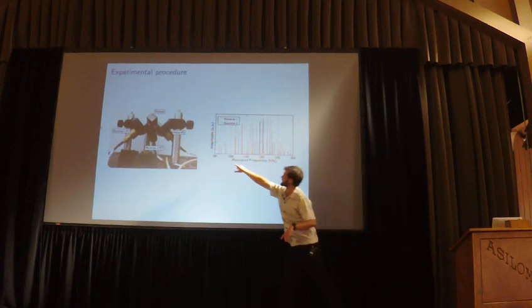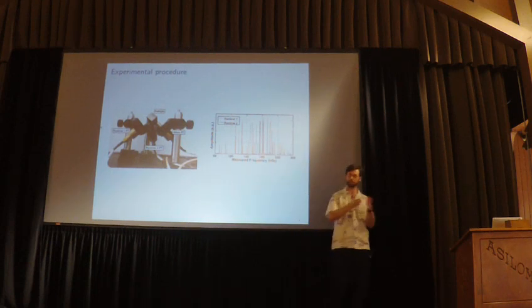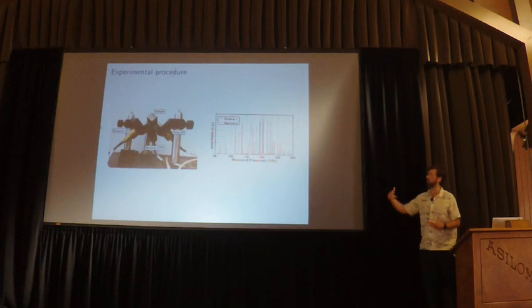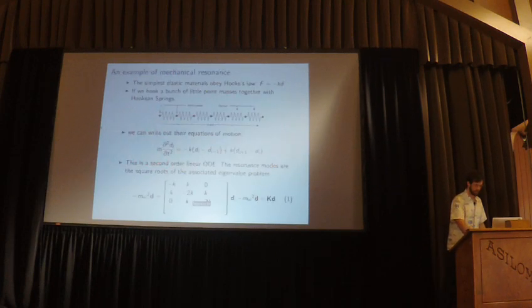this is the typical output of an experiment, and we really don't care about the amplitude of these resonances. We just care about where they're at. And if the samples are nice and we don't have any missing modes, we're ready to solve our inverse problem.